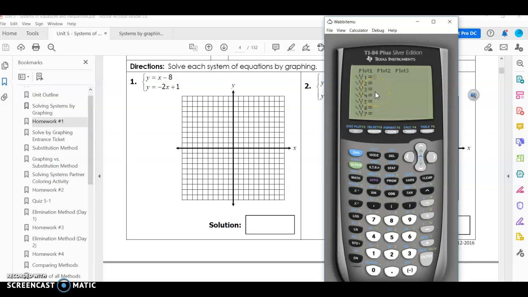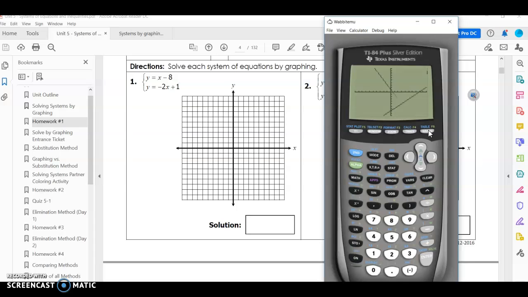And remember, a system is two or more, and in Math 1, we usually work with 2 lines. So we've got x minus 8. y is already in there, so equals, and I go to x minus 8. And then I'm going to arrow down, and my second equation is negative 2x plus 1.